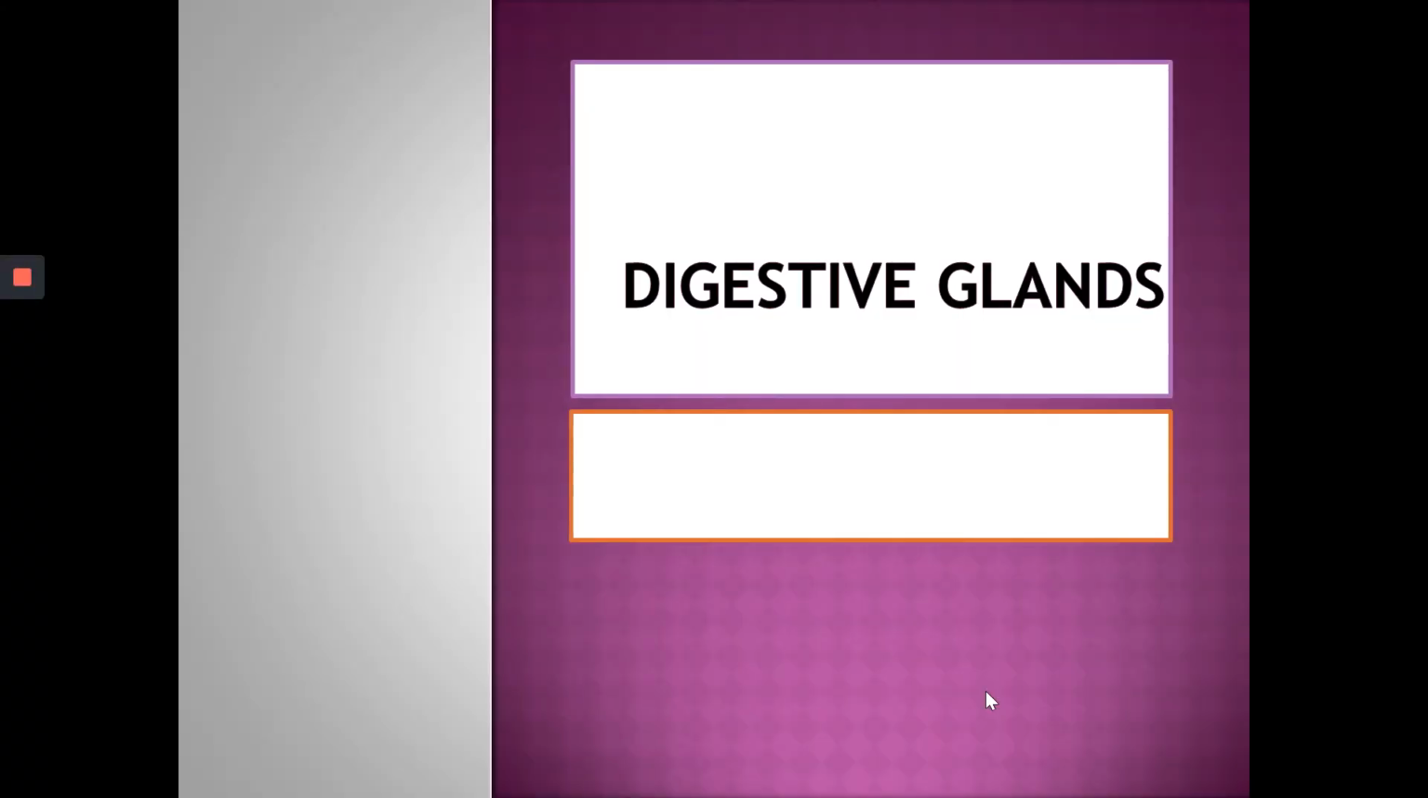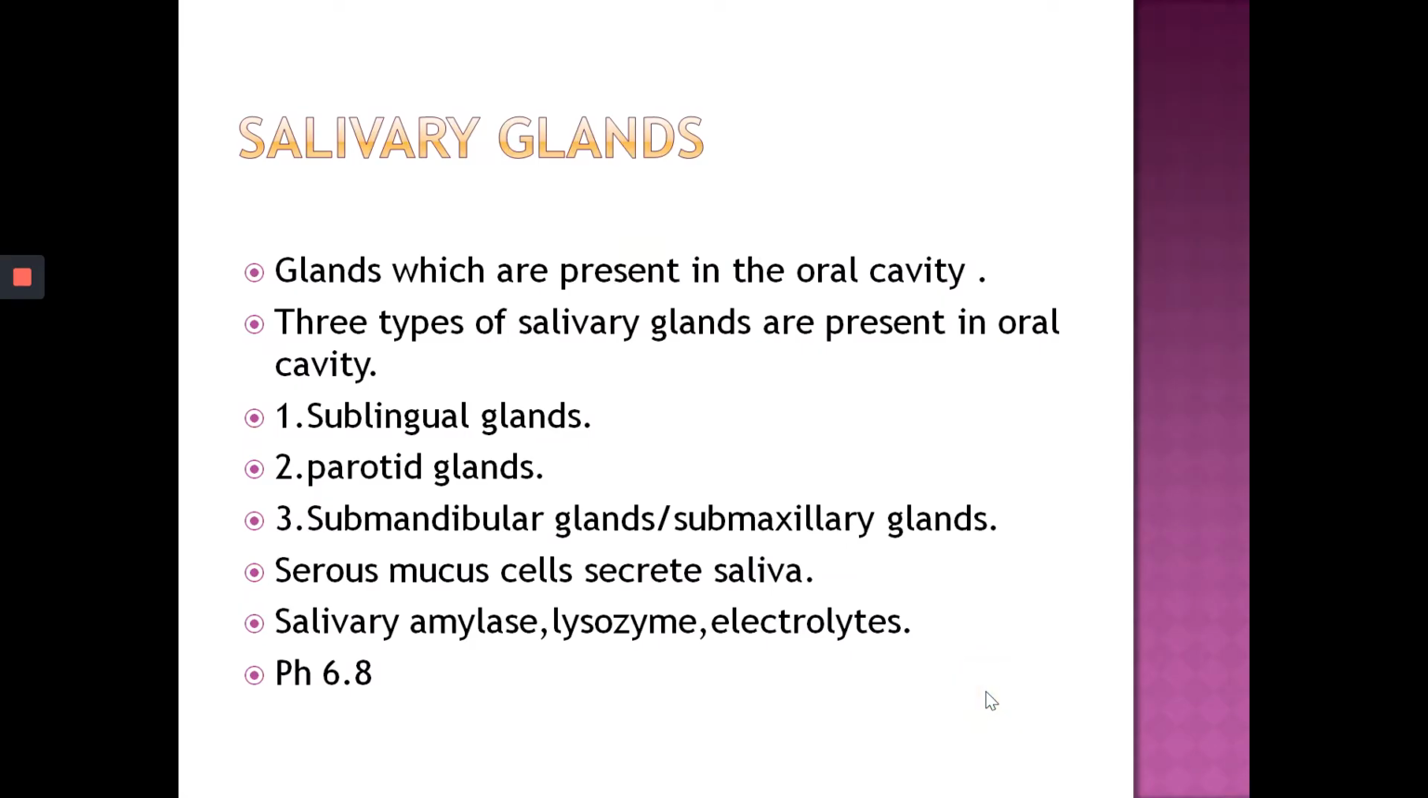Hello dear students, today we are going to learn about the digestive glands. The digestive glands are associated with alimentation. There are 5 digestive glands present in the human body: number 1, salivary glands; next, gastric glands; third, intestinal glands; next, the liver and the pancreas.